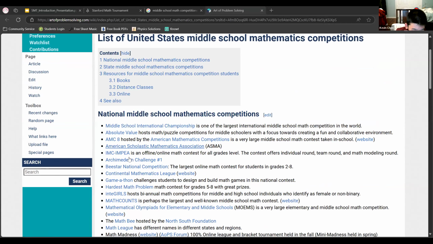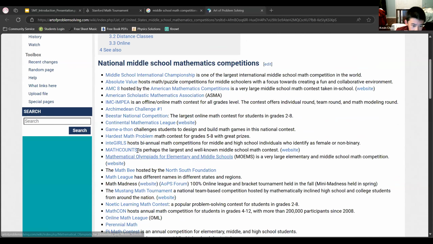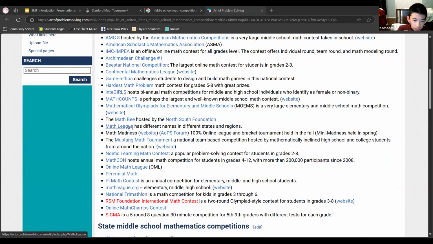And Integral I've heard of too, but that's only for girls. And MATHCOUNTS definitely, but you can't do that in elementary school. But you could prepare for it. MOEMS is really good, and Math League is decent. Mustang Math Tournament.